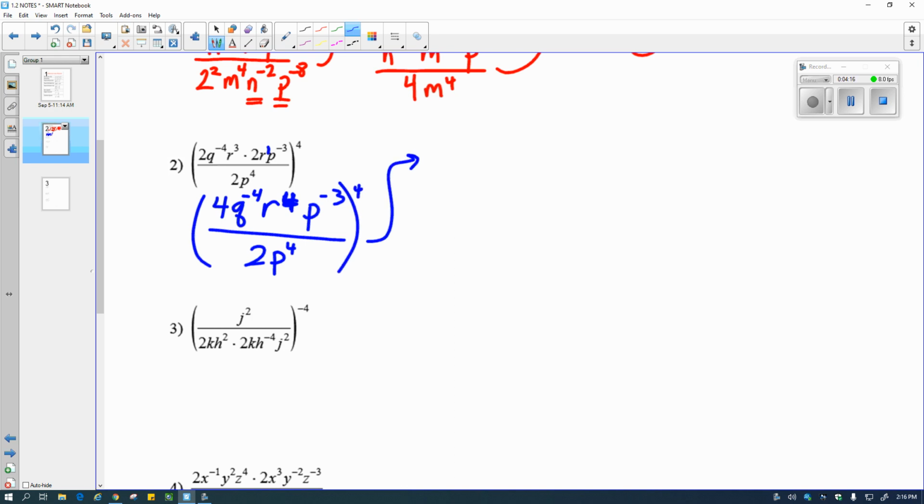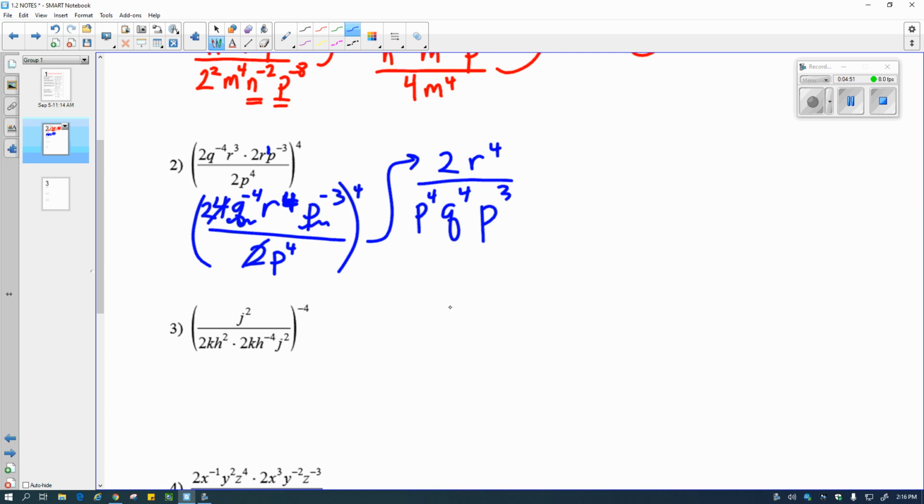I'm still going to continue to do some cleanup. So I notice that I can reduce the 4 and the 2. I have those two things. So when I reduce that down, I'm just left with 2 on the top. I'm sort of just dividing it like a fraction. And then I'm going to leave the r on top, but the q that was this q right here, negative fourth, I'm going to bring that down to the bottom and make it positive. And the p right here, that's a negative power, I'm going to bring that down to the bottom and make it positive.